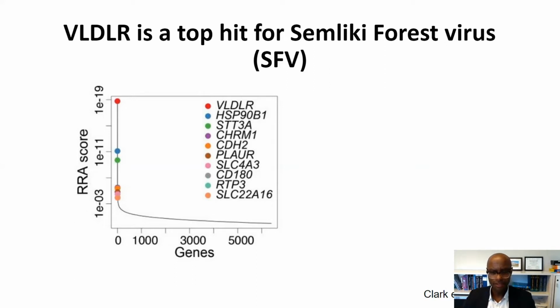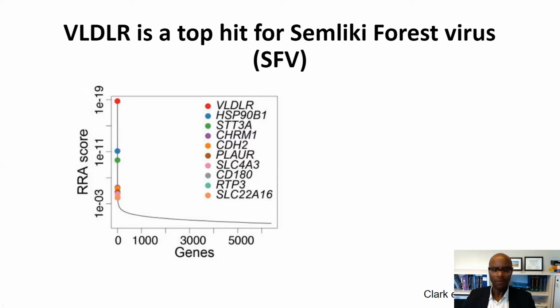And so everything downstream of this now, including the CHRM1, these were actually within the range that we knew based on our pilot studies would not be statistically significant or relevant. So we need to really focus in on VLDLR. I should add that VLDLR is also a receptor for other viruses, including minor group human rhinoviruses, as well as vesicular stomatitis virus.